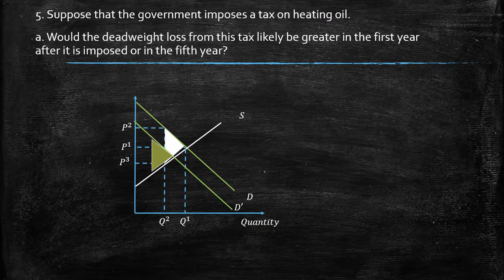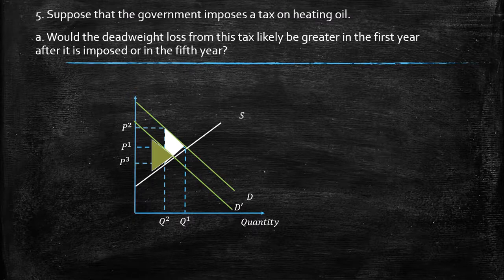They don't change the slope because I assume that the elasticity is exactly the same from the first year to the fifth year, just the demand reduced. So here the height is exactly the same. In this case, the deadweight loss is going to be exactly the same.